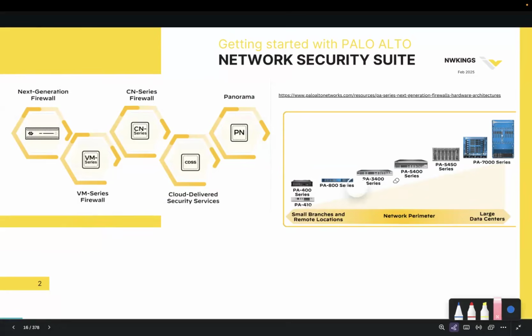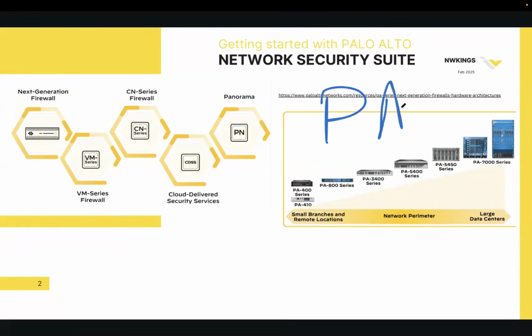Okay, all these are physical firewalls. Wherever you see a physical firewall, it is a PA series firewall. We call it the PA series firewall, Palo Alto series firewall. That means all are physical series firewalls.